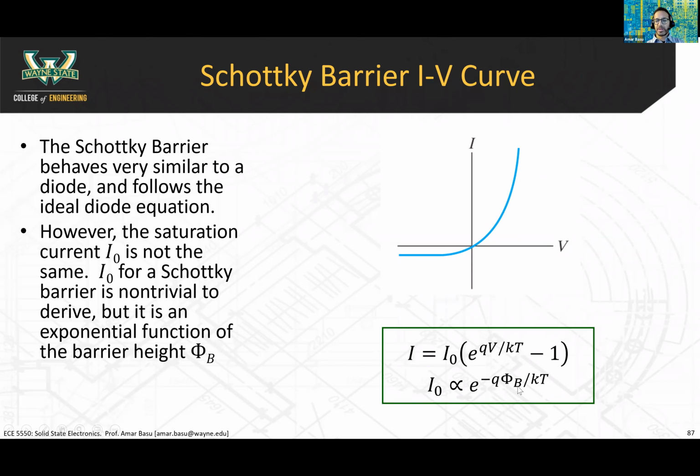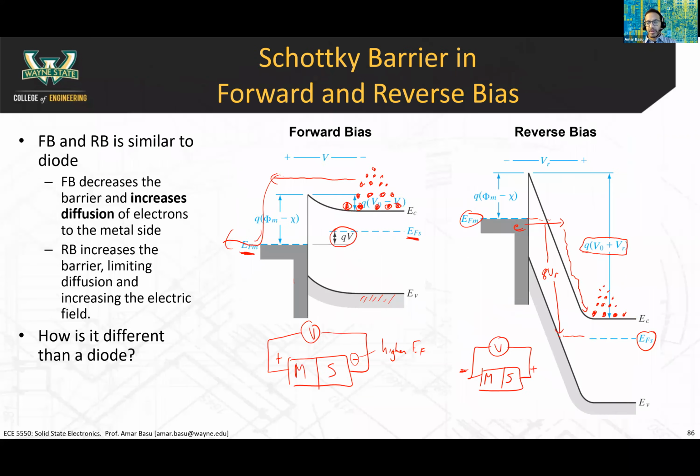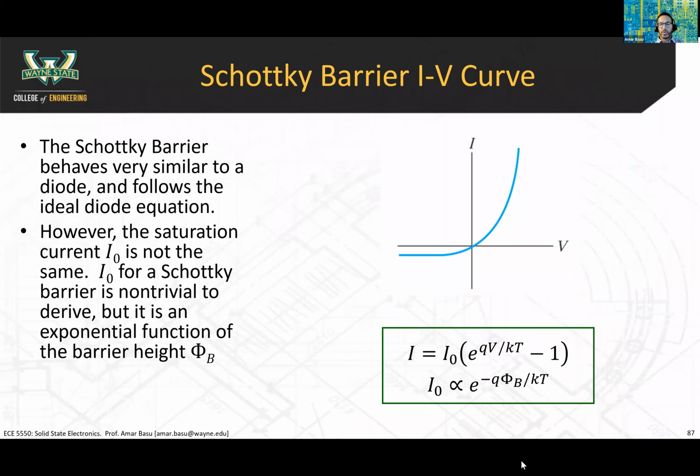Again, the barrier height is this distance here in the band diagram, and that barrier height is phi m minus chi, the electron affinity. If I gave you a question on the Schottky barrier diode, I would probably give you the saturation current I0. Then you can calculate the current using this ideal diode equation.